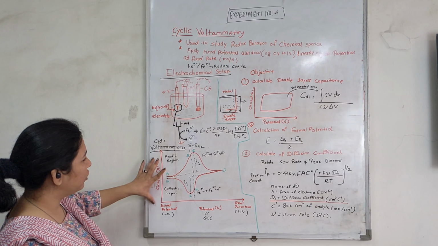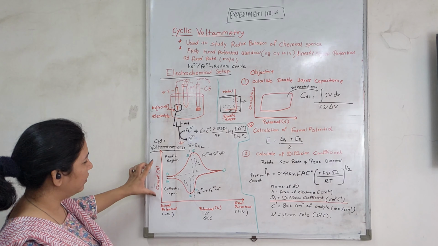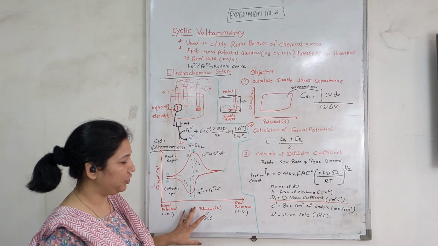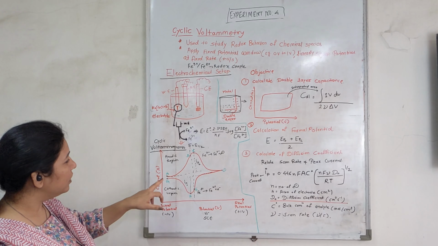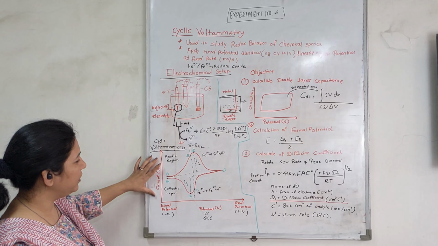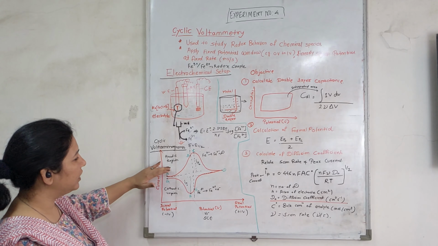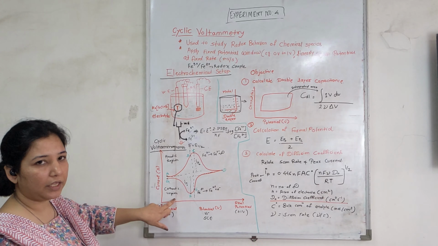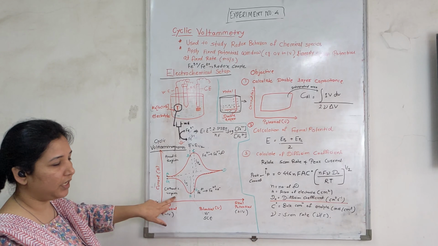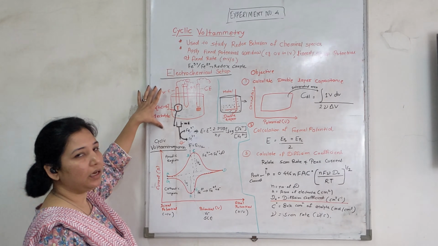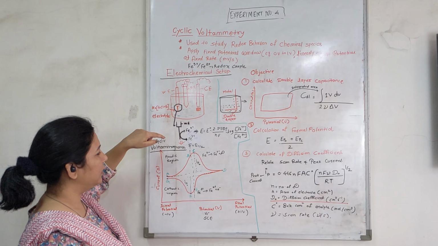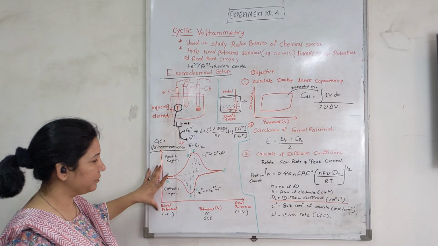In this cyclic voltammogram plot, the y-axis is current and the x-axis is the potential. The cyclic voltammogram is divided into two regions. One is the anodic region where oxidation takes place, and the other is the cathodic region where reduction takes place. Now we will see how whatever happens at the interface is correlated with this plot.